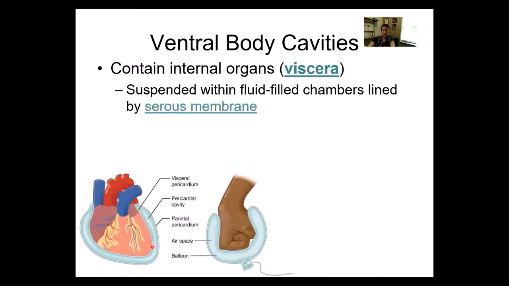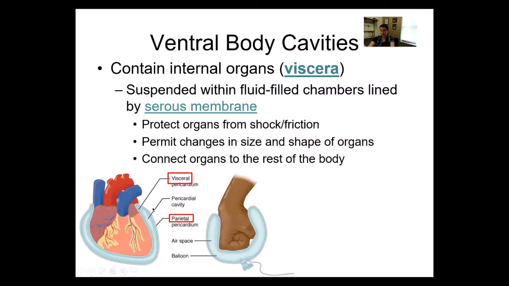Part of the membrane is going to be firmly attached to the outside of the organ. We call that layer of the serous membrane the visceral layer. Right? Viscera because it touches the viscera, the internal organ. The layer that is farther away from the organ is called parietal, and parietal is a root that means wall. So this is closer to the wall of your body. In between is not air, but a liquid, a fluid called a serous fluid.